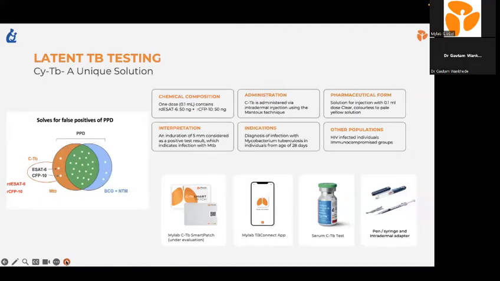The administration technique is the simple old intradermal injection technique used in Mantoux. It comes in the form of a pale yellowish liquid, which is to be stored at 2 to 8 degrees centigrade. And the interpretation is just the way we do it for the Mantoux test. I'll come to that in the next few slides.